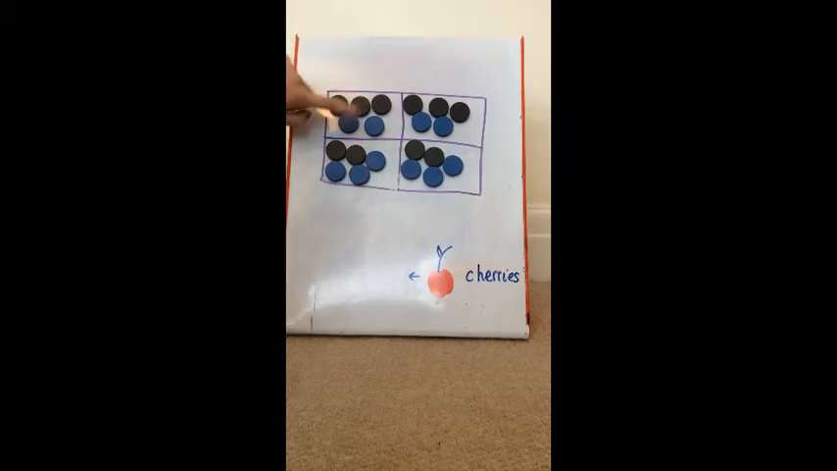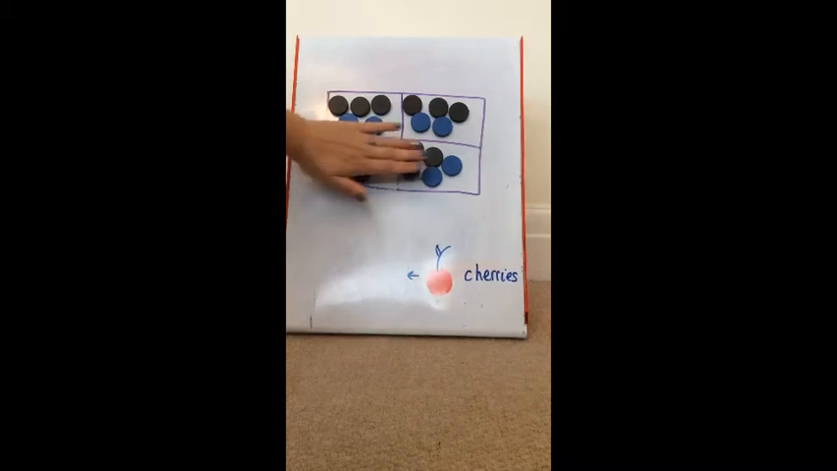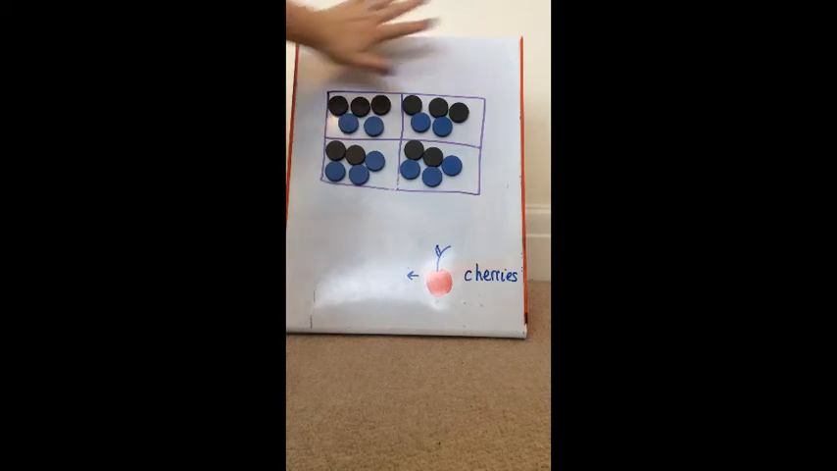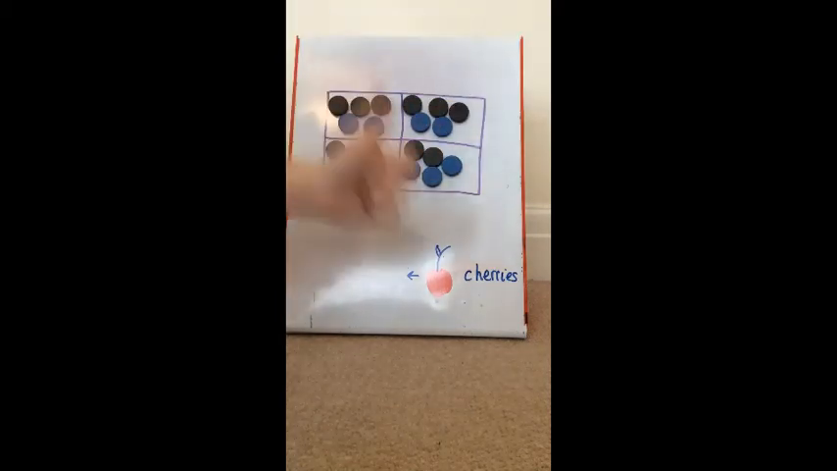1, 2, 3, 4, 5. Wow, so they're all equal. And if we can do our 5 times table, we can double check we still have 20. 5, 10, 15, 20. Fantastic. So 5 cherries is a quarter of 20. Well done if you got that at home.